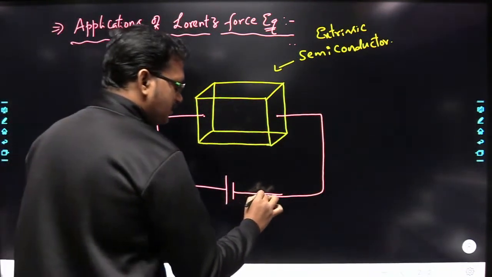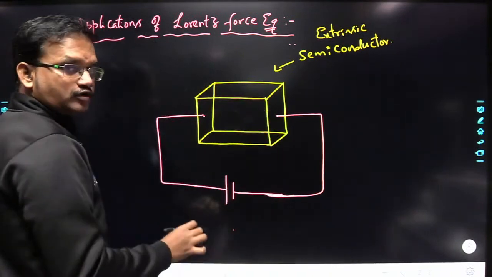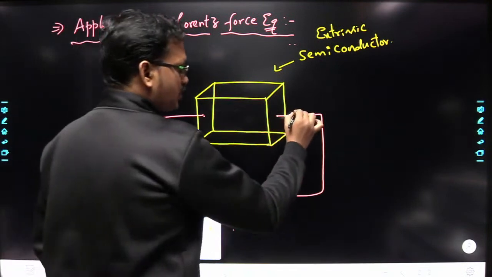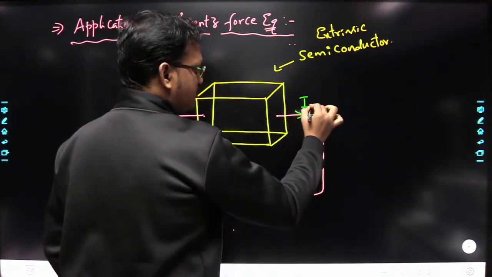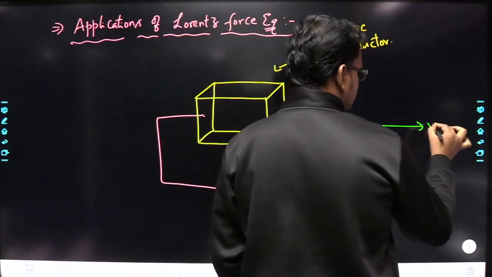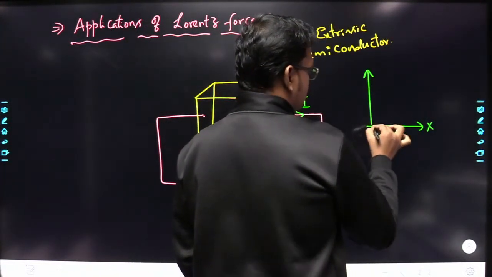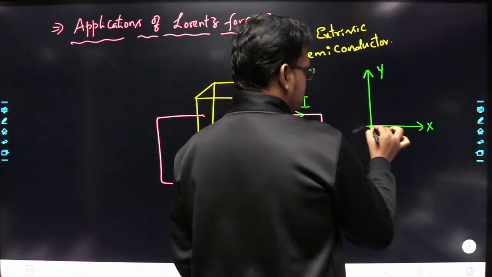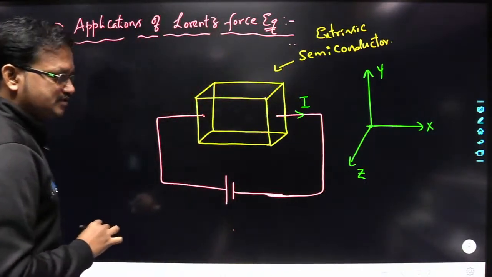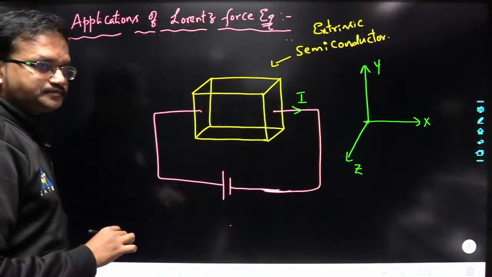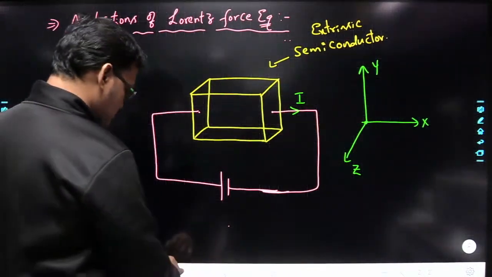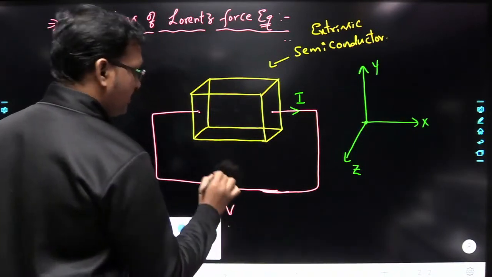Once I connect this voltage source, the current is going to flow from where to where? From left to right. Here the current is flowing in this direction. Let us consider this is the x-axis, this is the y-axis, and this is the z-axis. This is the potential V I have applied.